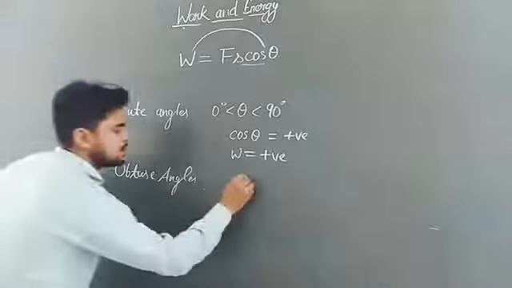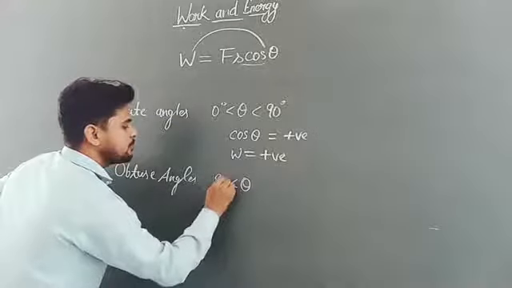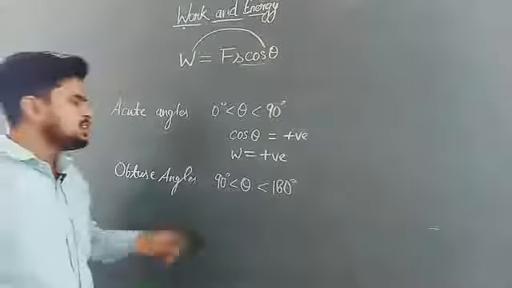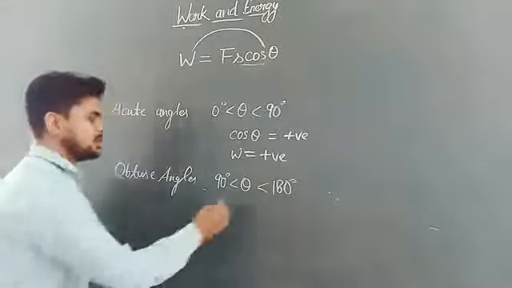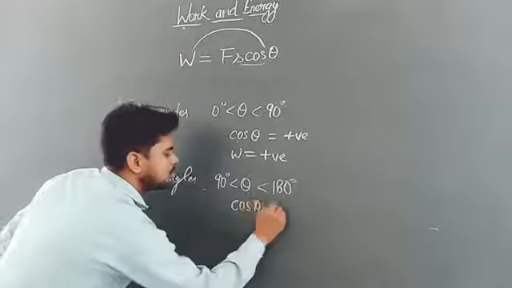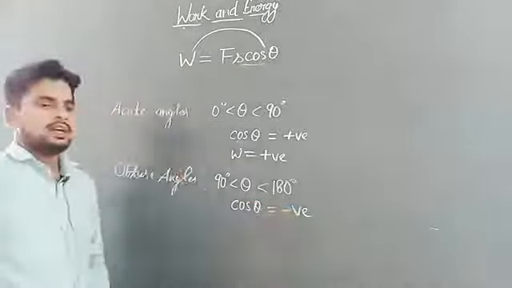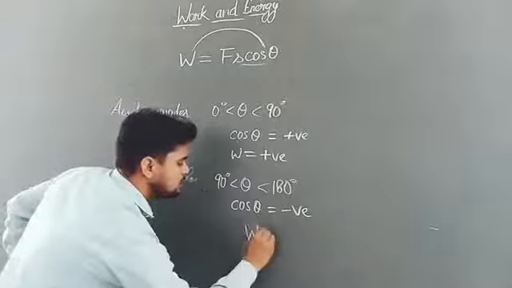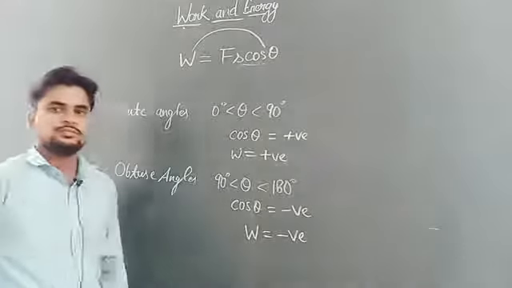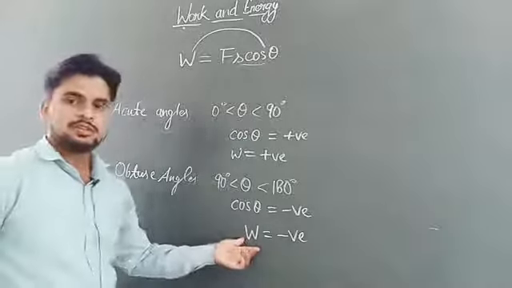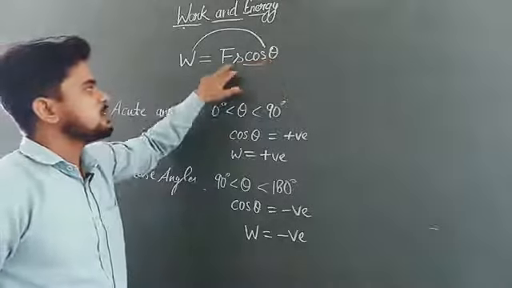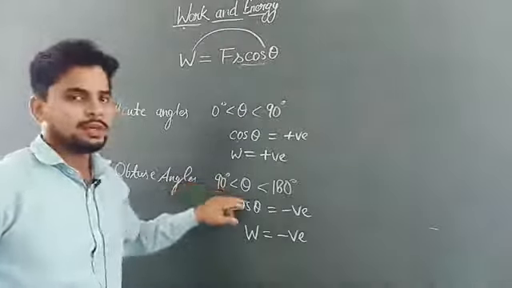Obtuse angles means theta is greater than 90 degree but less than 180 degree. So when theta lies between 90 degree and 180 degree, the value of cos theta is negative. And if the value of cos theta is negative, then from this formula we can say work done is also negative. Okay, so we can define negative work done. Negative work done is that in which the angle between the force vector and displacement is greater than 90 degree but less than 180 degree. One more situation we have.